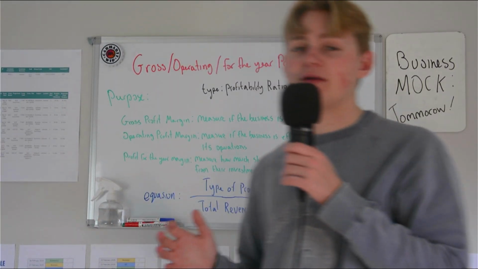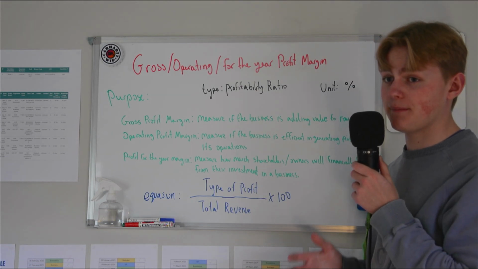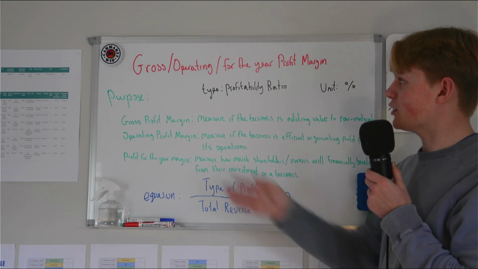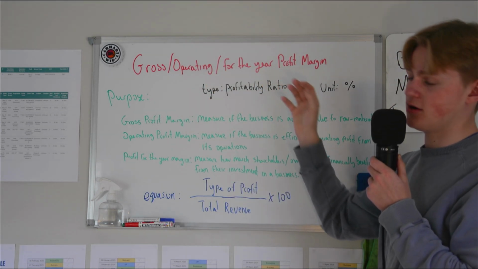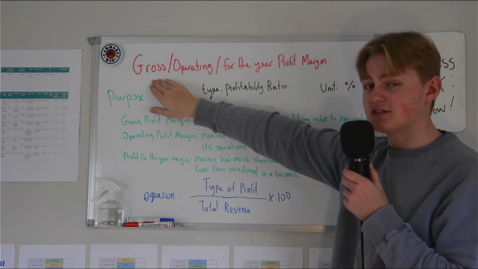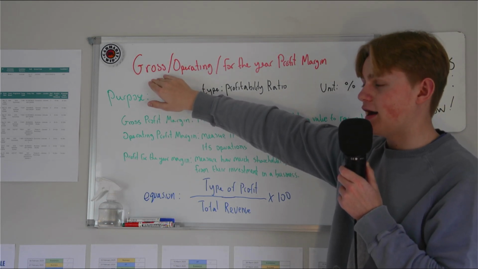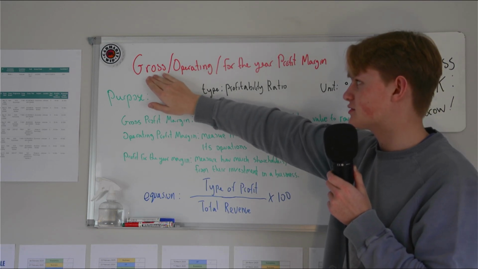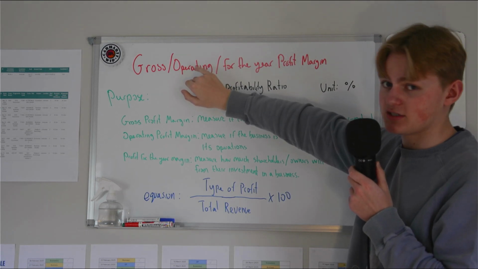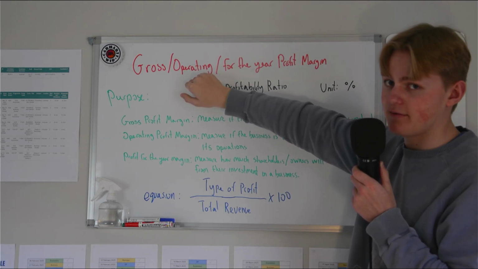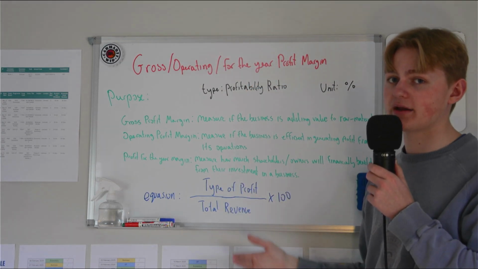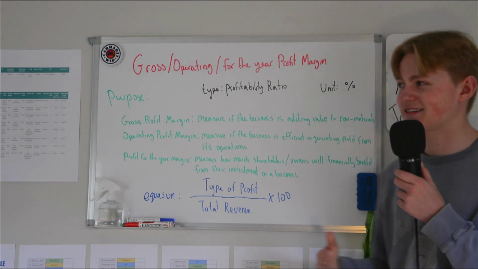Okay, and finally, we're going to be looking at profit margins. So I've decided to combine all of them together because they have the same equation essentially. So that's going to be gross, operating, and profit for the year margins. So just as a quick reminder, gross profit is our revenue minus our direct costs. So that's things like our raw materials and direct labor costs. Operating profit is that minus other costs such as hiring managers, any indirect costs. And our profit for the year is all of those minus additionally interest and taxes.